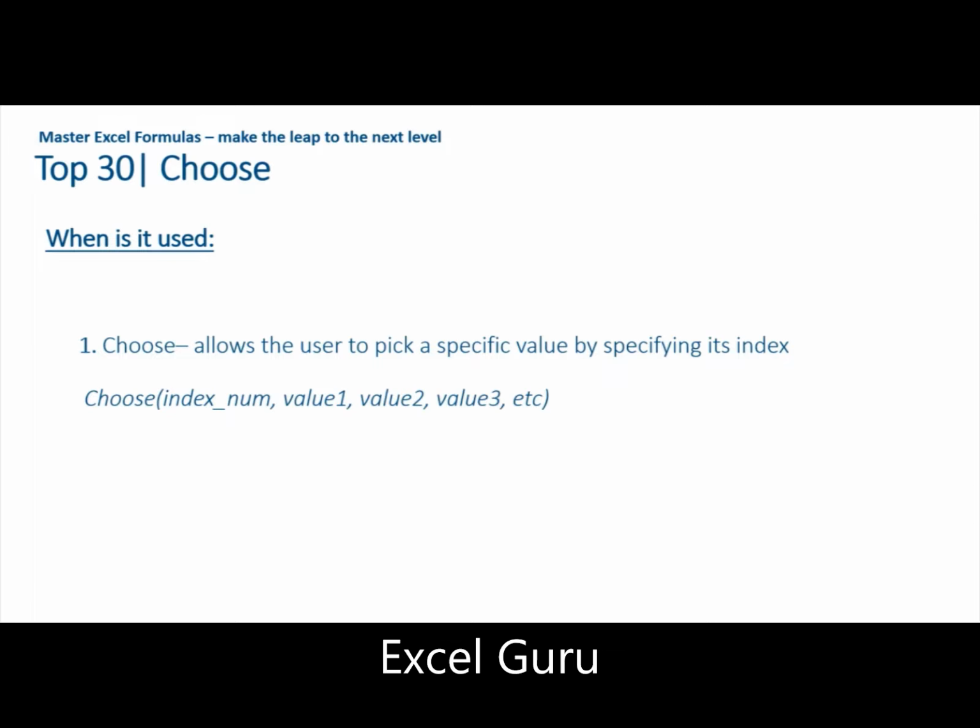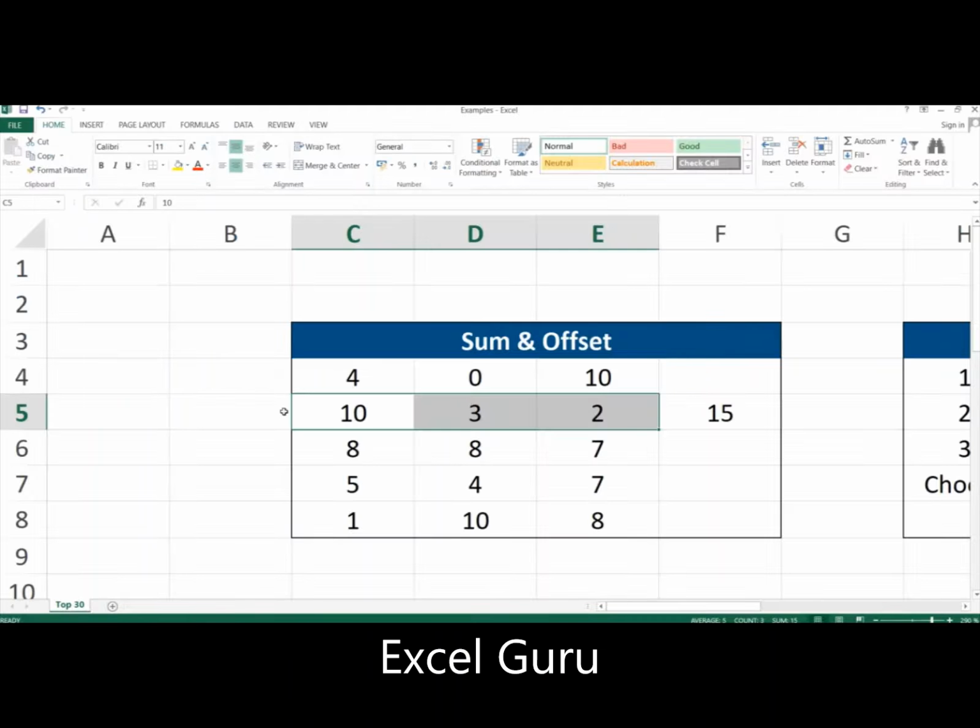The next formula is CHOOSE. It's a very frequently used formula again. So what does it do? It allows you to pick a specific value by specifying its index. The structure of the formula is as follows. You have the index number that you need to specify, and then you need to have a specific number of values within the formula as well. I'm going to show you how this works by going to the spreadsheet to give you an example.